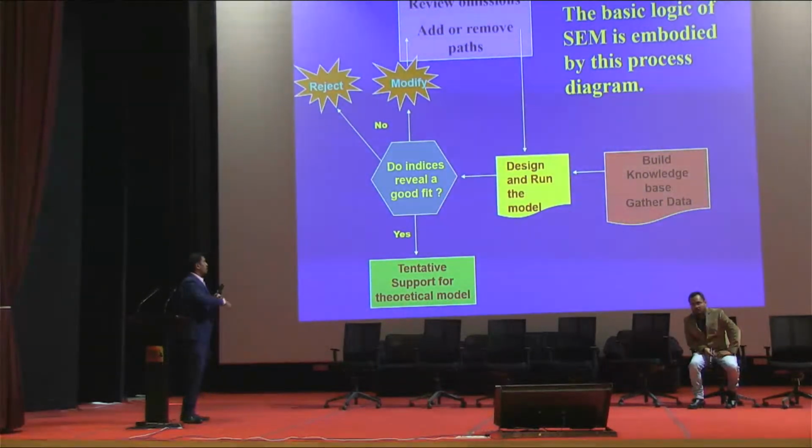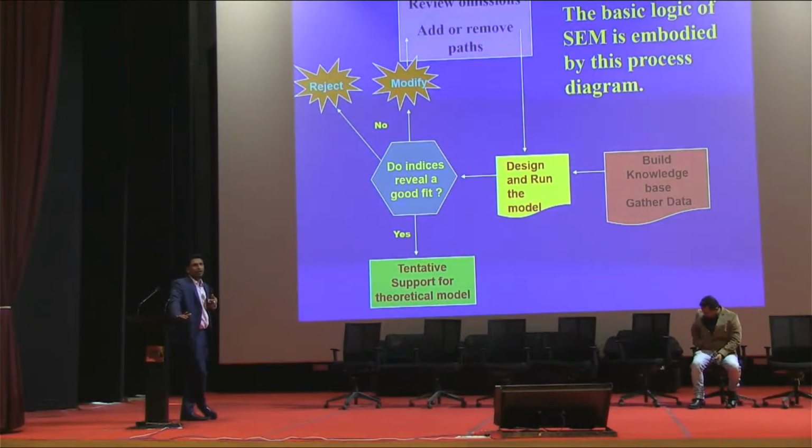So this is again the basic manner in which we run structural equation modeling. We first build a knowledge base: we do a literature review, identify hypotheses or relationships which exist in the literature, or which we can hypothesize from our observations. Based on that, we form a hypothesis and collect data to measure such variables. Then we design and run the model. Design simply means that we specify a model to test those hypotheses, and we run the model to find out whether the model is a good fit with the data or not.